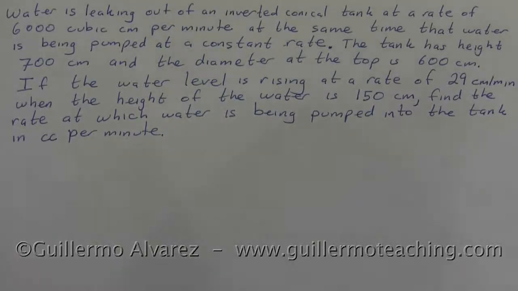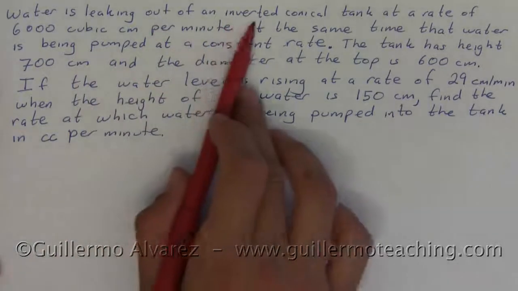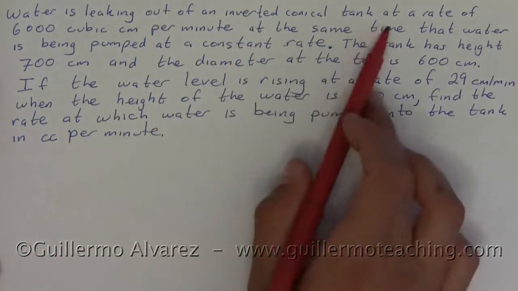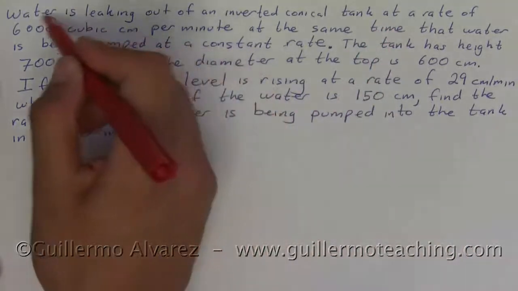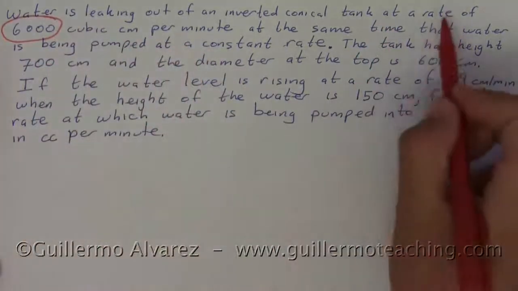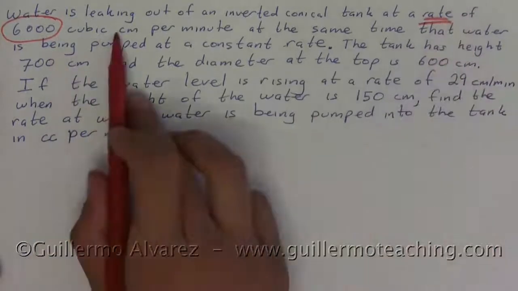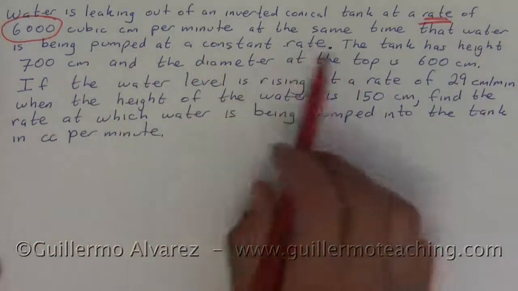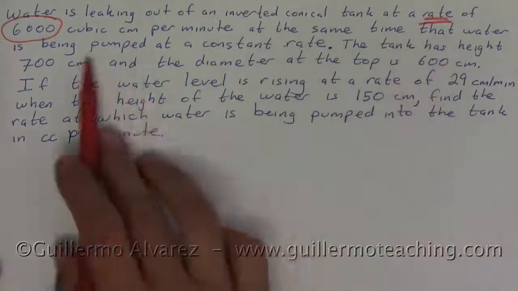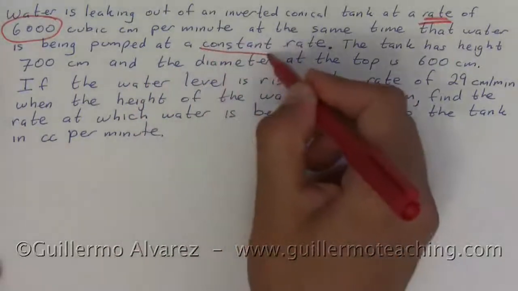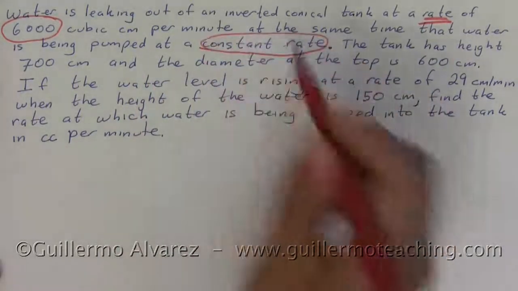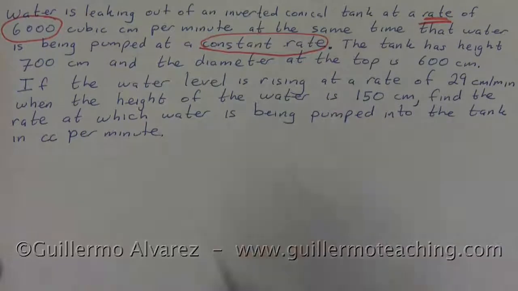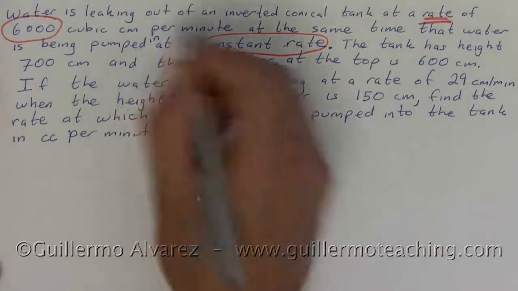Okay, so this problem is pretty intense, so it's going to take a little while. Here we have water is leaking out of an inverted conical tank at a rate of 6,000 cubic centimeters per minute. At the same time, that water is being pumped in at a constant rate.